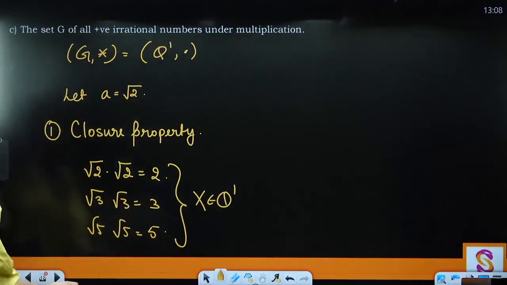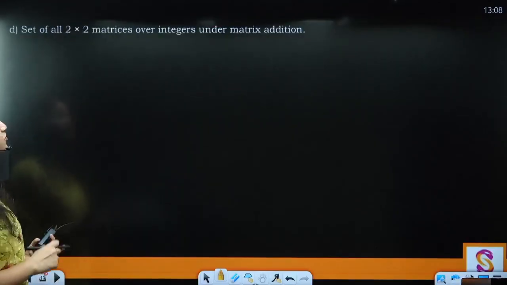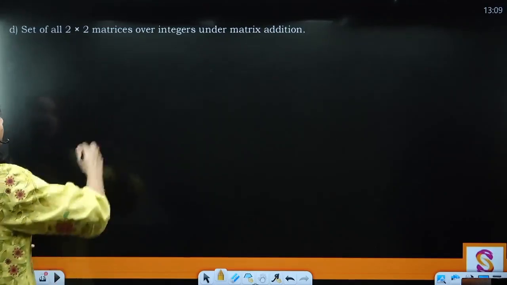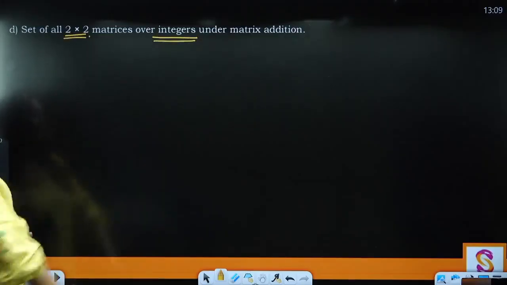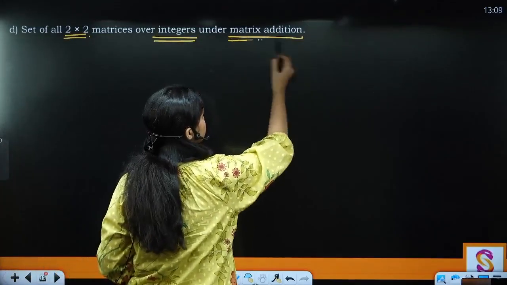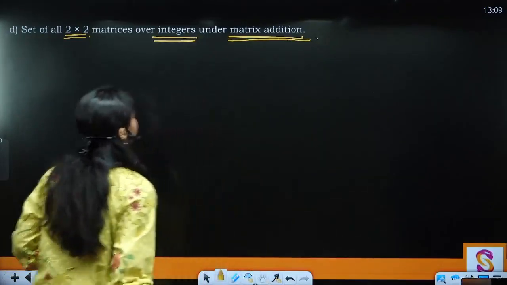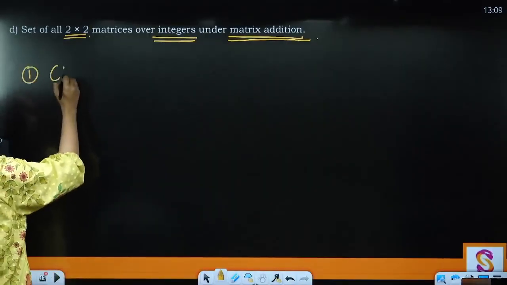Clear? चलो. Next, now we have the set of all 2 cross 2 matrices over integers under matrix addition. Over integers. So आपको matrices की entries कहाँ से लेनी है? Integers से, and the operation given to us is matrix addition. Clear? चलो, pick up your pens. First one is closure property.